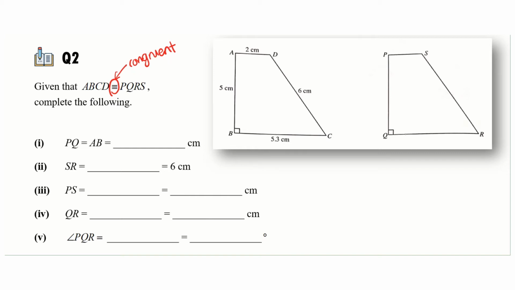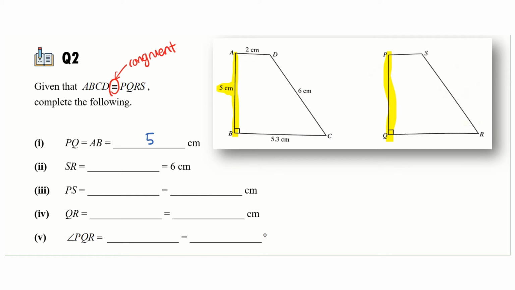Given that ABCD is congruent to PQRS, that means that the sides are going to be of the same length for both figures, as well as the angles. In part 1, we are given that PQ equals AB, and we want to know the length. PQ is this side here, and AB is this side here. In the question, we know that this is 5 cm, so therefore it will be 5 cm.